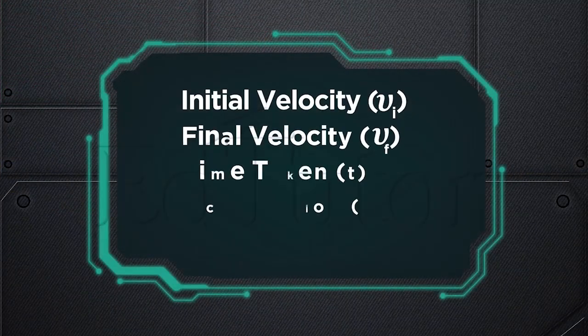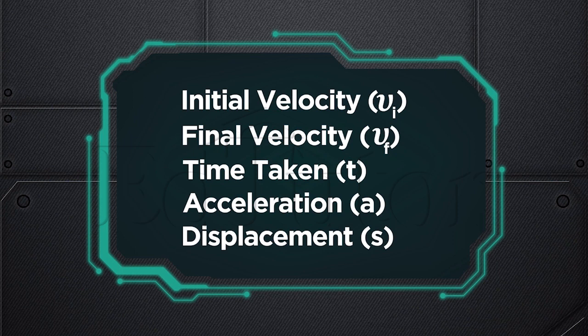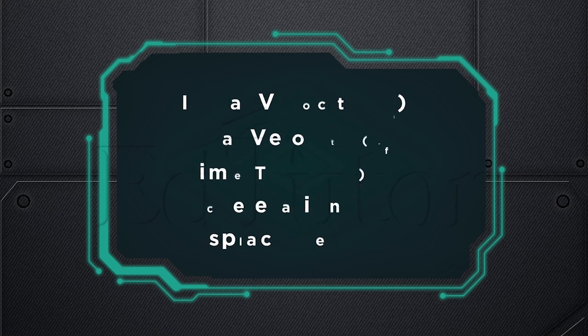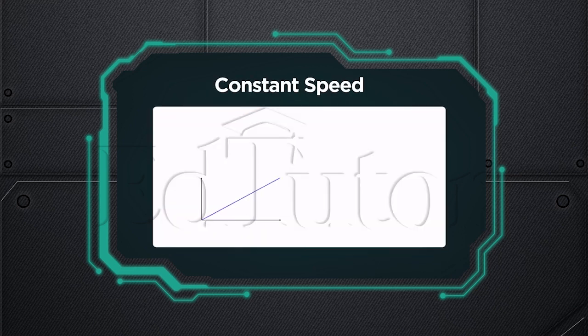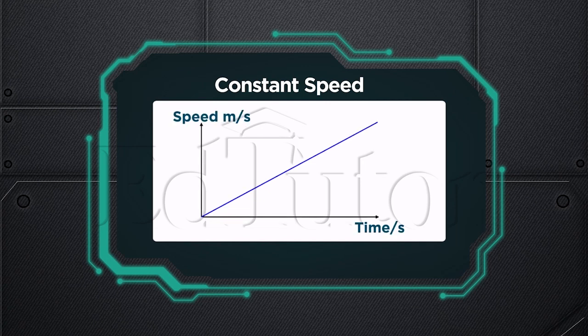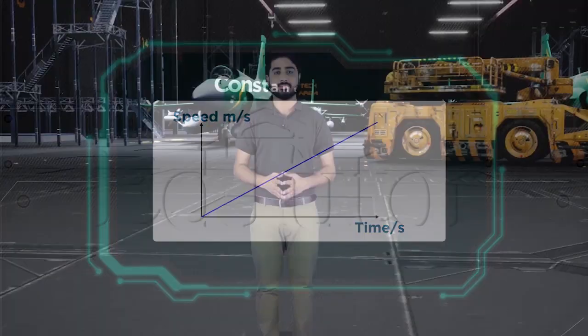There are three different equations of motion, and these equations relate initial velocity vi, final velocity vf, time taken t, acceleration a, and displacement s with each other. These equations are related to the motion of a body traveling with uniform acceleration in a straight line.